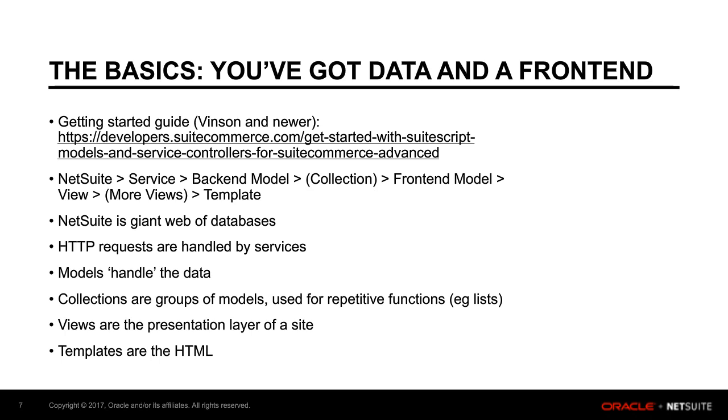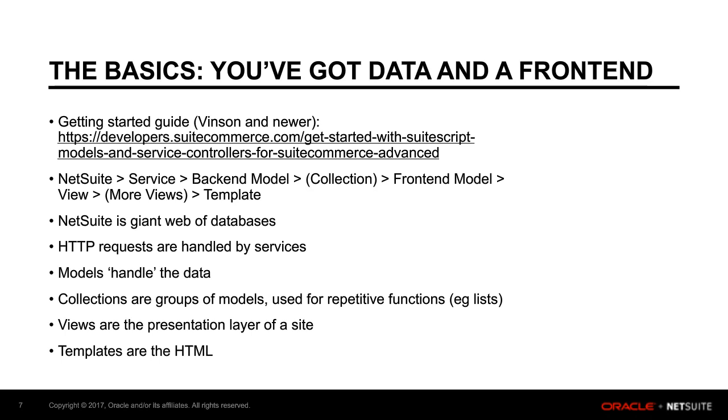And then you follow this line down, you get to things like the collection. Collection is there as a group of front-end models. So if you've got something like a table or a list and you want to do repeated actions to that data, then you can create a collection. Some modules don't require it, but it's there if you need it. And then we pass that data down towards the view and the template. So the view is there as the presentation layer for the site, and the templates are there to actually serve as the HTML, the more familiar aspect of the site.